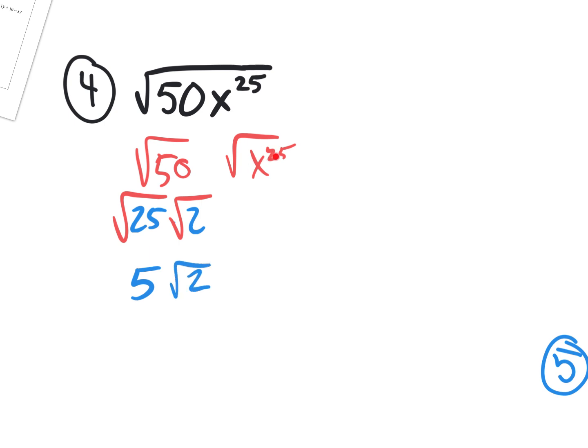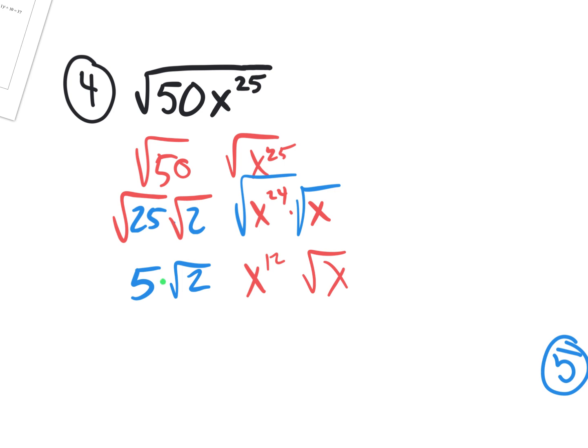Now, what about this x to the 25th, the square root of x to the 25th? I wish it were even, so I'm going to rewrite this x to the 25th as what? X to the 24. So we're going to write x to the 24 times one more x. That way it does stay the same as x to the 25th. But I'm going to be able to now split the root, and I could actually do the square root of x to the 24th. What do I get? X to the 12th. And what about the square root of x? That just comes down. So what do I really have here? I have 5 times the square root of 2 times x to the 12th times the square root of x.